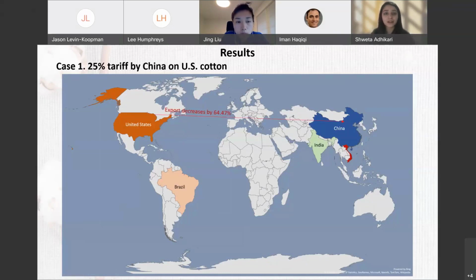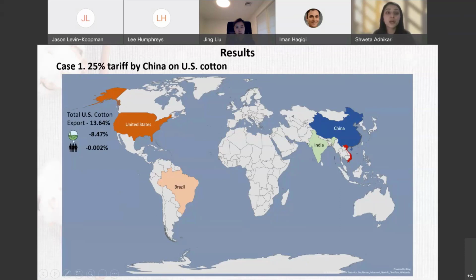Okay, when only China implemented the tariff on the US cotton, the export from the US to China decreases by about 65%. But this has shown some positive impact on other major players. There has been an increase in export from the US to Vietnam, an increase in export to Brazil, and then an increase in export to other Southeast Asian and South Asian countries. So overall, since China is one of the major players, the total US cotton export decreased by 13.64%.